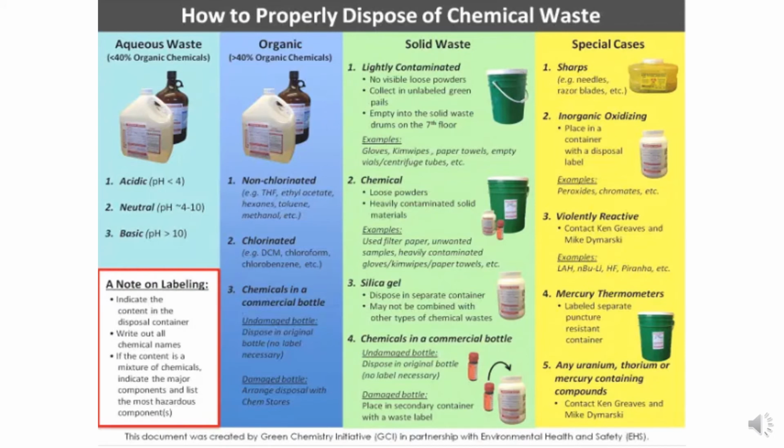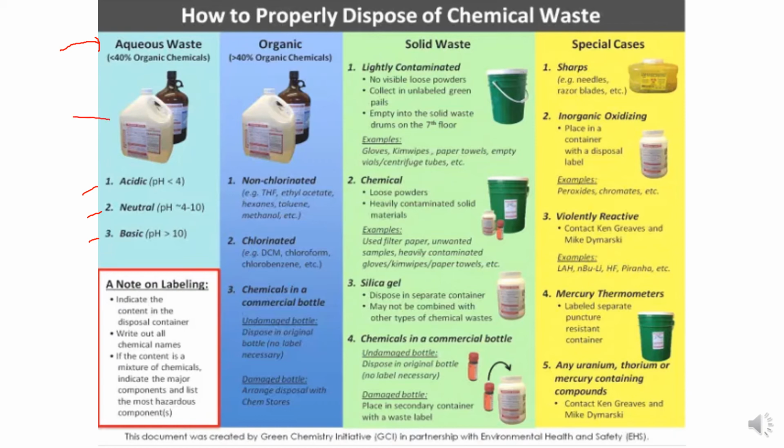This slide shows the disposal of chemical waste. As I mentioned, we have different types of waste, and according to the type and category of the waste, we have to dispose of or manage it accordingly. For example, aqueous waste contains certain acids, neutral or basic chemicals, depending on their pH, and has less than 40% organic chemical content.